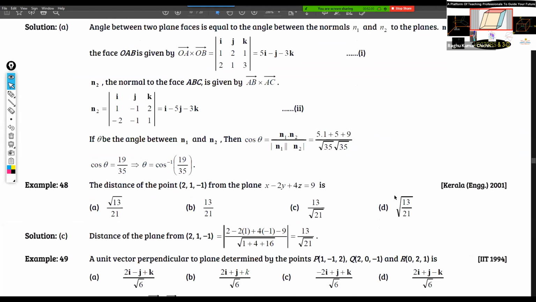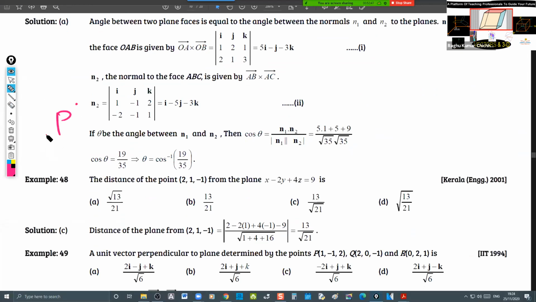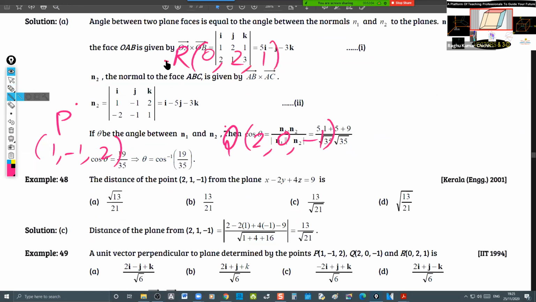Now, unit vector perpendicular. This is very important, please. This I already discussed: the unit vector perpendicular to the plane. Just now we applied this also. Unit vector perpendicular to the plane determined by the points. What are the points given? P (1, minus 1, 2), and Q (2, 0, minus 1), and R, let me say (0, 2, 1). Now what he needs is a unit vector perpendicular to the plane containing these 3 points.